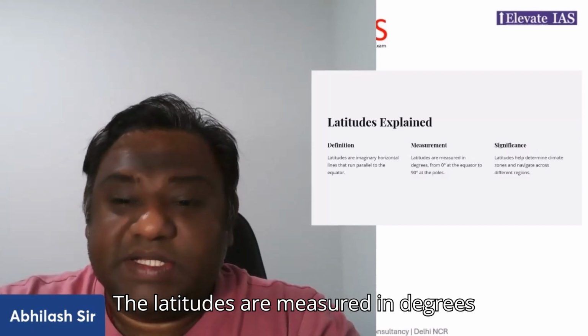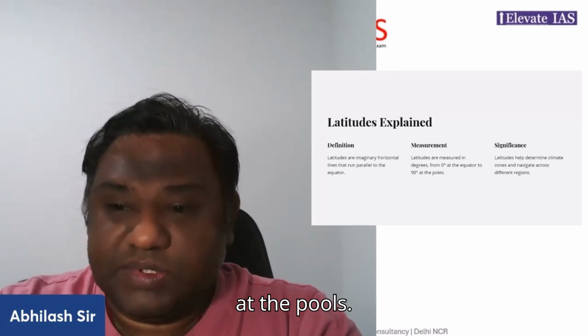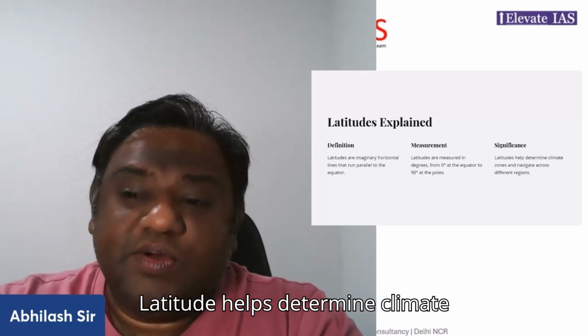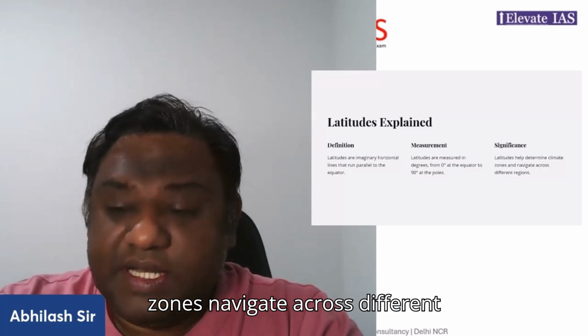So latitudes are measured in degrees from 0 degree at the equator to 90 degree at the poles. Latitude helps determine climate zones and navigate across different regions.